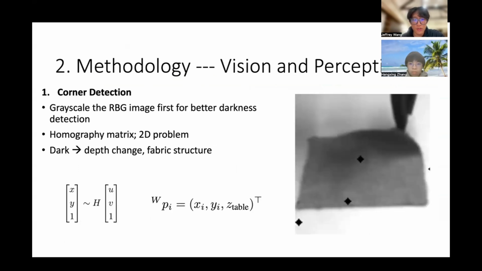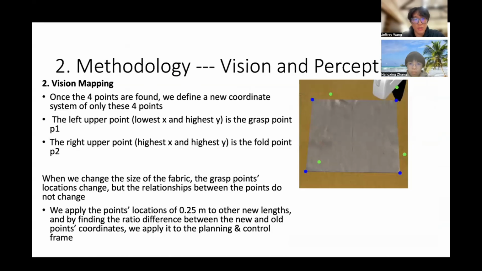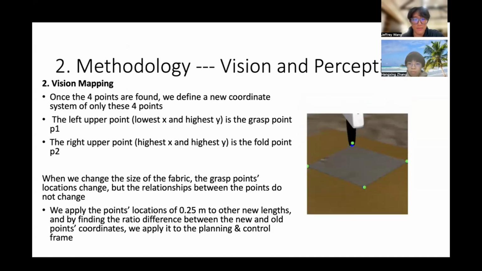In the vision section, we first grayscale the RGB image taken by the implemented camera. Then by the darkness difference between the fabric and the table, we identify the corner points of the fabric. Then we put the 4 points into a coordinate system so we can know their locations and which point is for grasping and for folding. If the size of the fabric changes, the locations of the points will change, but the relationships stay the same. So we apply the 0.25-meter fabric coordinate to the new coordinate to find the ratio, then apply it back to the motion and control module, achieving points mapping. Here are the figures before and after points mapping.